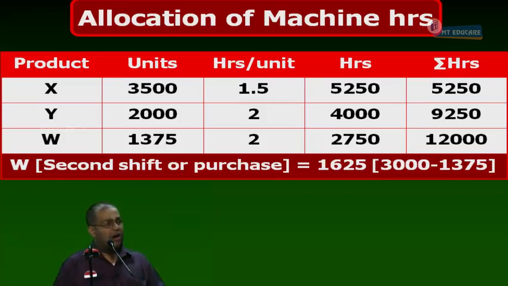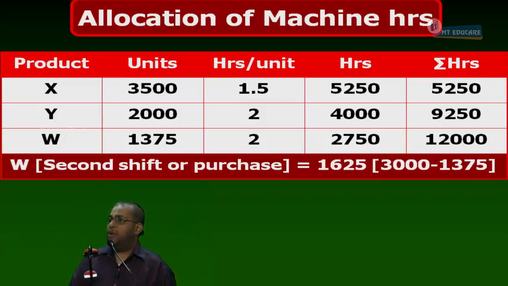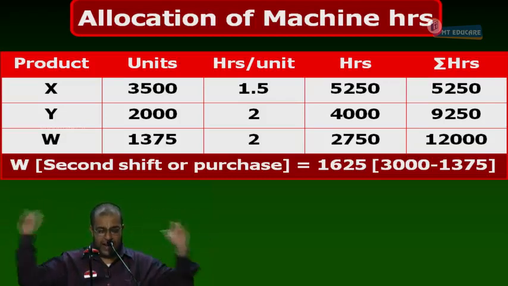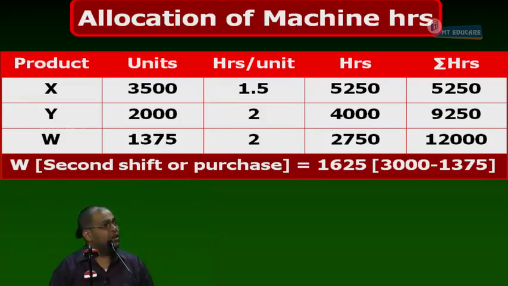Now, the last thing is, what should I do for the 1,625 units? Should I purchase or I go for what? Second shift. Okay. If I purchase, simple straightforward calculation, every unit purchase, how much base? 150. 1,625 into 150 is the purchase cost. Yes or no? If the second shift cost is lower, I go for what? Second shift. Or I go for what? Purchase. Right or not? Can I proceed? Now, tell me.